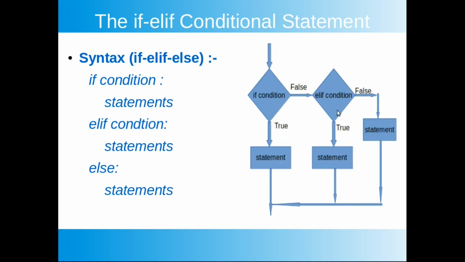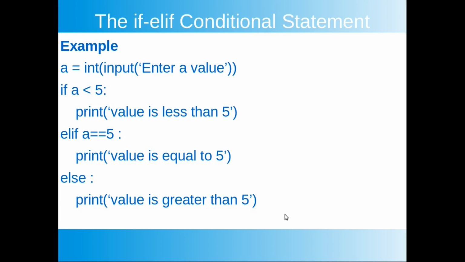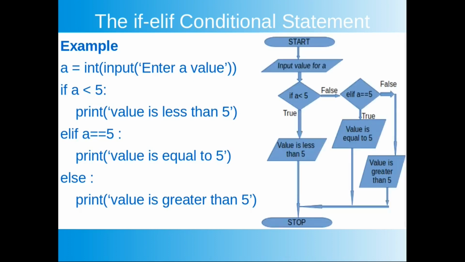But if the condition given in the elif block is also false, then the control will go to the else part, and the statement inside the else block will be executed, and the control will then return to its original flow. So let us understand this concept by using an example. So here I have modified my previous example and added the else part. Now let us see the different outcomes of this program with the help of a flowchart.